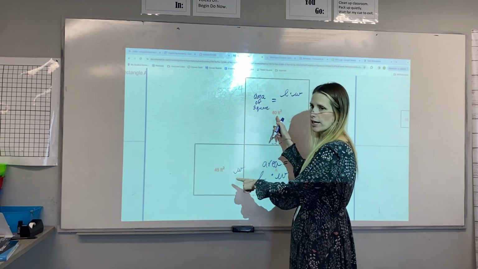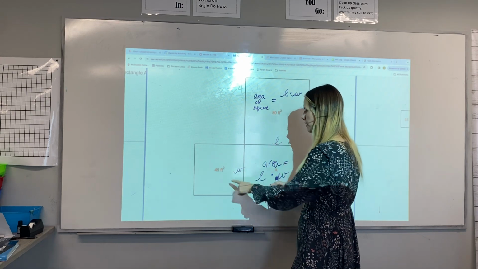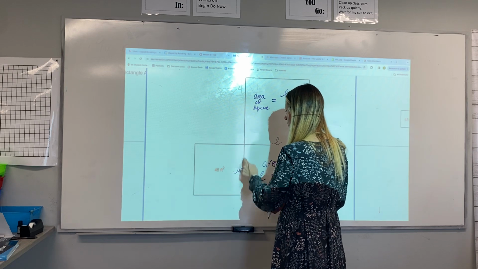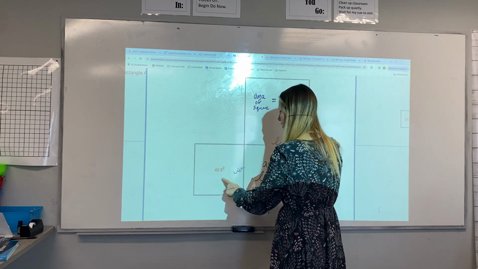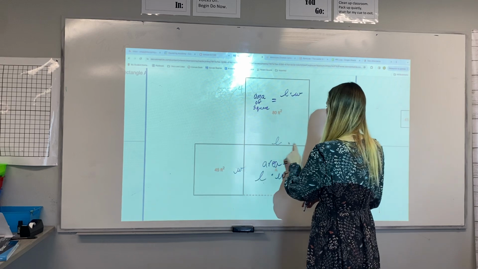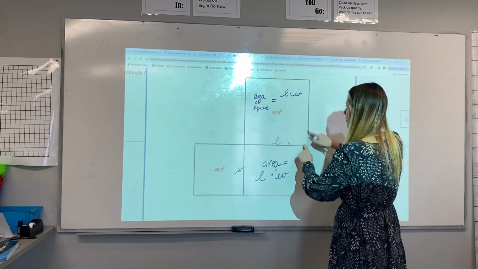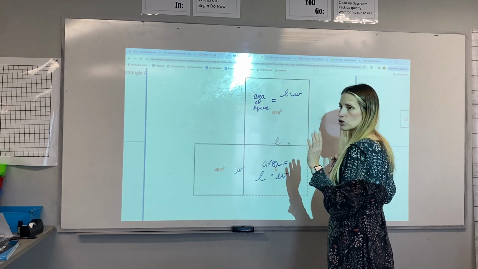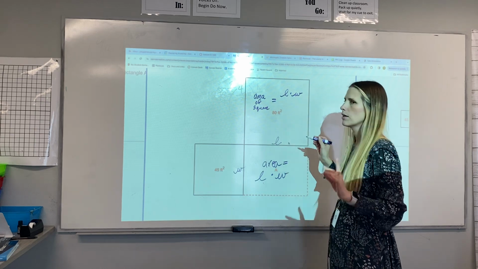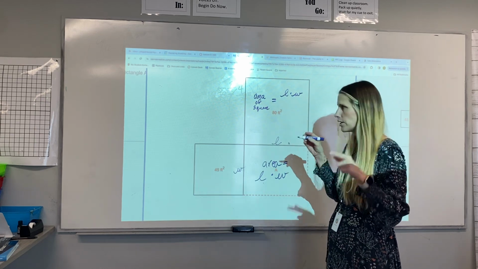This is area. That means that this square, this times this is 45. This times this is 80. So, I'm gonna ask the question again. This is a little bit tricky, okay?